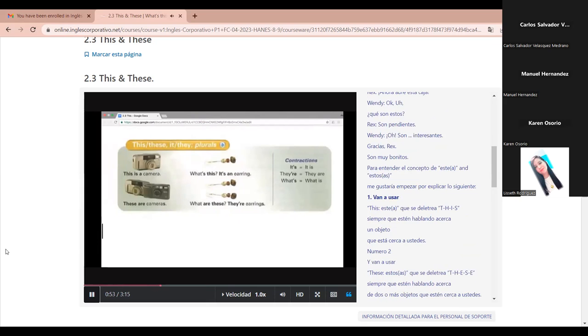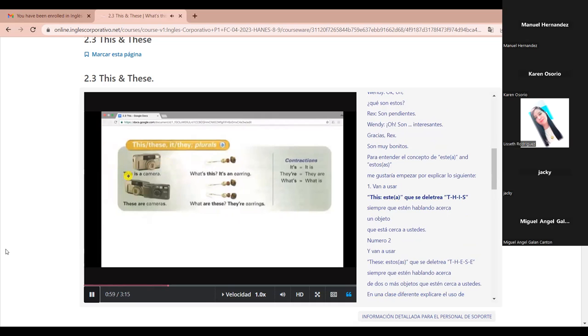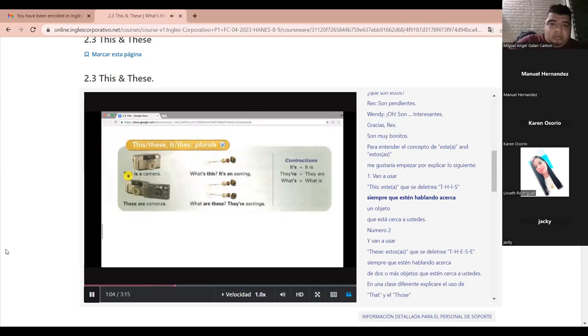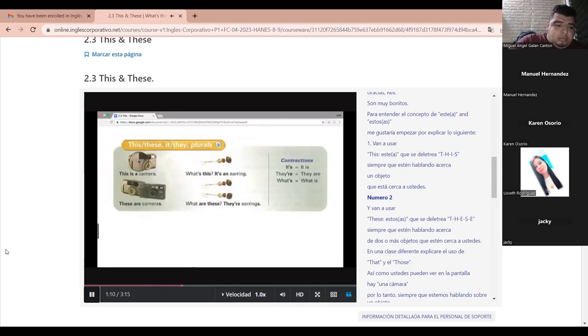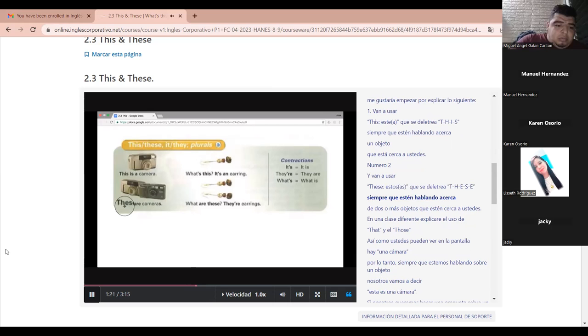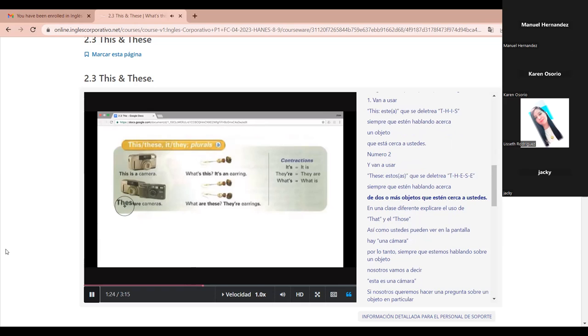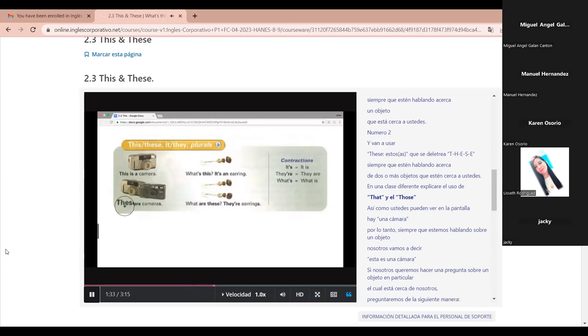In order to understand the concept of this and these, I would like to start by explaining the following. Number one, you're going to use this, that spells THIS, whenever you're talking about one object which is near you. Number two, you're going to use these, that spells THESE, whenever you're talking about two or more objects which are near you. On a different class, I'll explain how to use that and those.